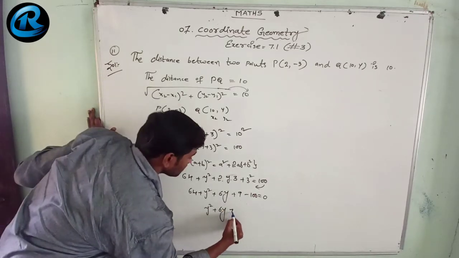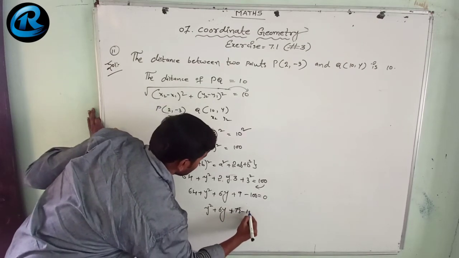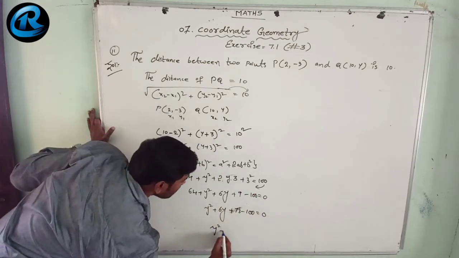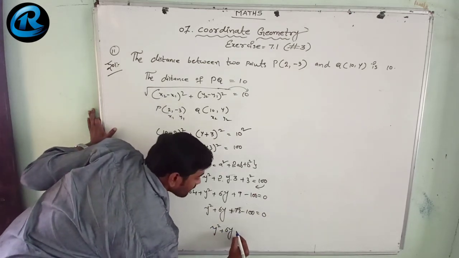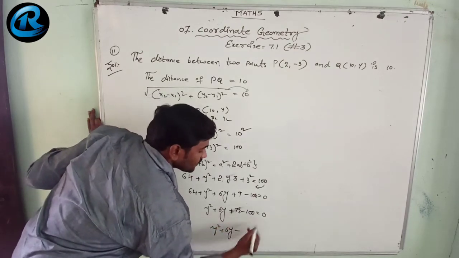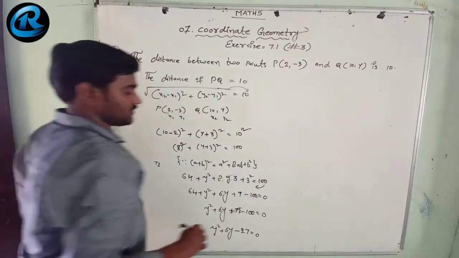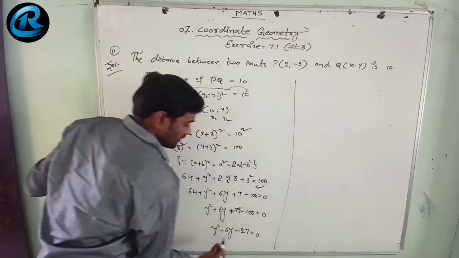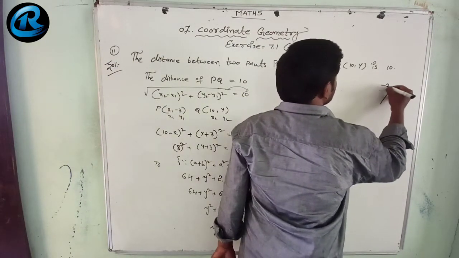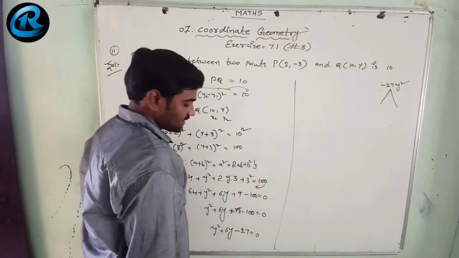73 minus 100 equal to 0. Subtract this now. Y square plus 6y minus 27 equal to 0. Now let us split the middle term. Y square into minus 27 that is minus 27 y square.